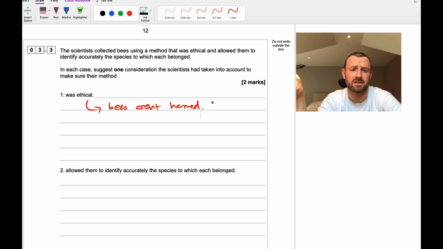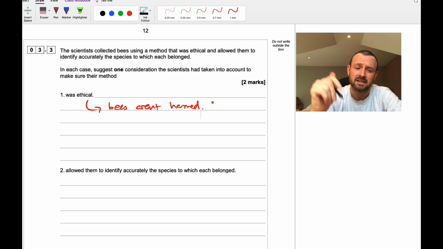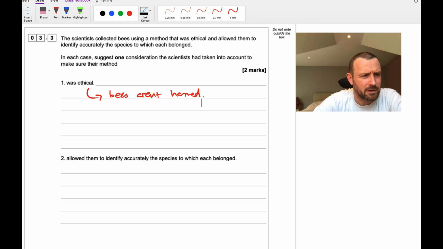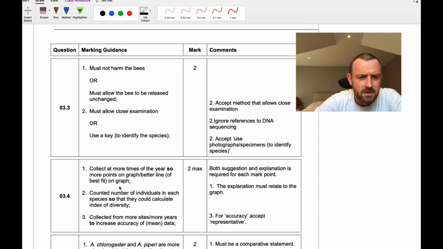I actually tried to do this last summer in my parents' house. I had a bit of fun trying to spot how many different bee species I could find. I think I found about 4 or 5. So some identification chart probably is what they're looking for. Let's just look at the mark scheme, see if those 2 points are the ones they're looking for.